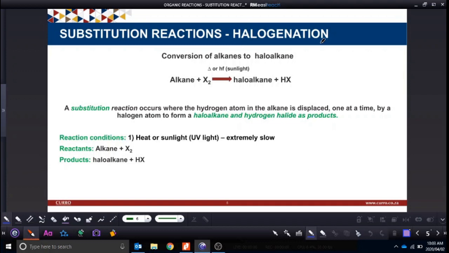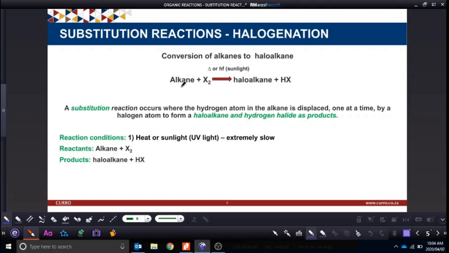In other words, we are adding a halogen to it. The halogens we normally use are mostly hydrogen, bromine, iodine, chlorine, and fluorine. So what will we get? We will get an alkane that will be converted to a haloalkane. The reaction condition is that there must be heat or sunlight.